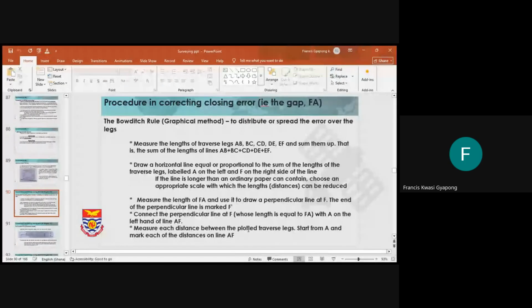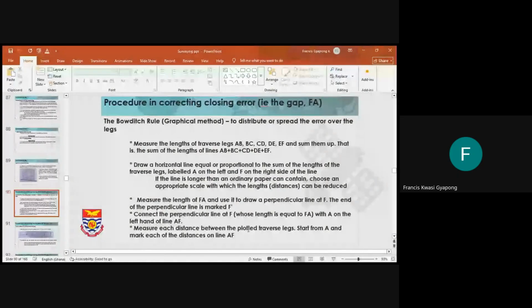Is it on the ground or in compass traversing surveying? We work with decimals. Okay, so every small thing there stands for something big on the field. Therefore, that gap you see there after plotting, it's not just a small gap. It's a big area that is left out. And so you have to adopt every means to correct it.